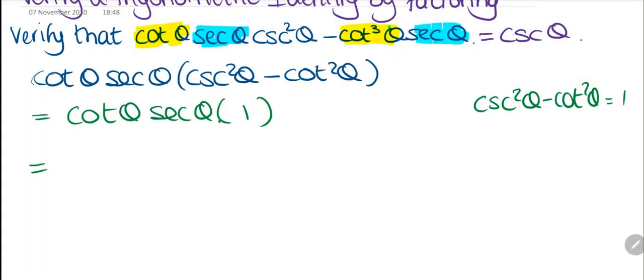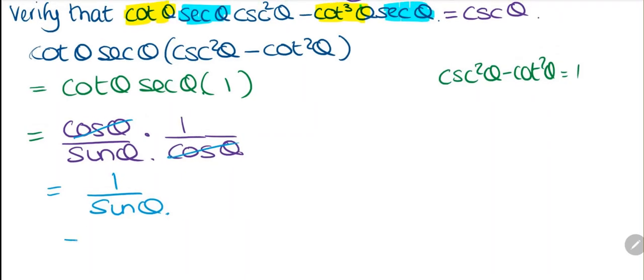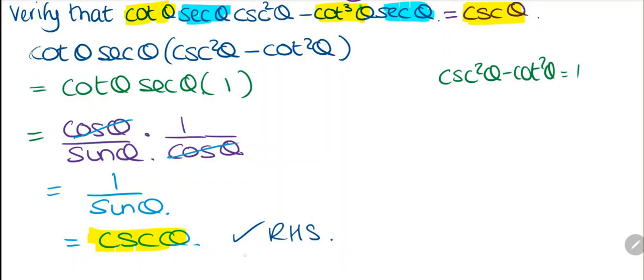So let's rewrite cotangent. This is cosine of theta divided by sine of theta. And this is multiplied by secant, which we know is 1 over cosine theta. So the cosines will cancel, and we're left with 1 over sine theta. And 1 over sine theta, we know, is cosecant theta, which is our right hand side. So we have verified that our left hand side is equal to our right hand side.